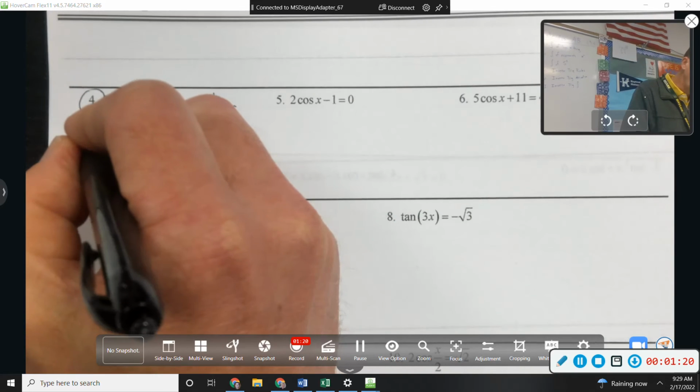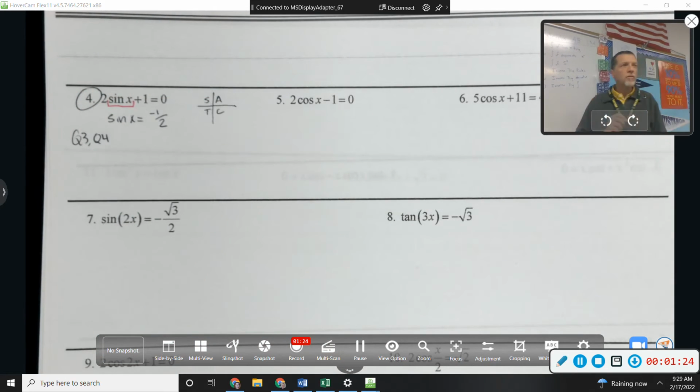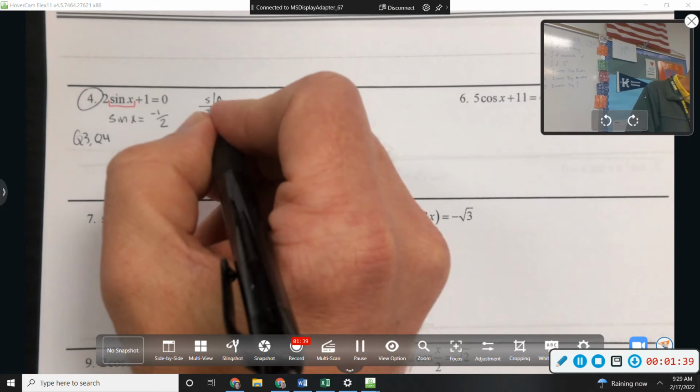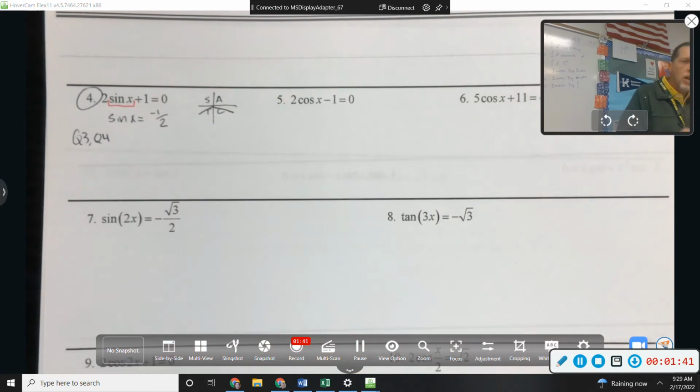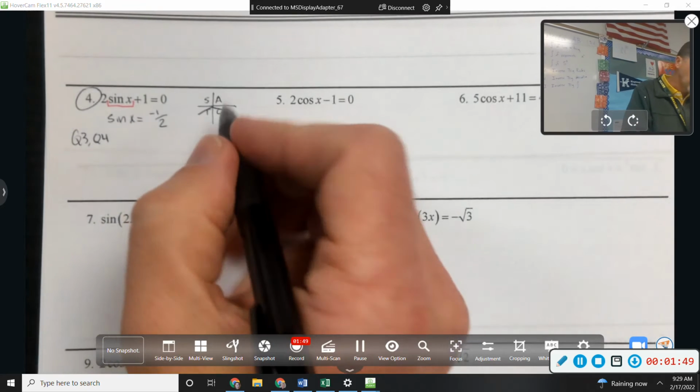So quadrant 3, quadrant 4. Again, you don't have to write that down. What about the reference angle? What about shallow, middle, steep? Where's the sine equal to 1/2? Is that the shallow, the middle, or the steep? That's the shallow. So shallow angle in third and fourth. And again, you don't have to draw the picture. I think it doesn't take much time, and it helps me think about where the answers are.